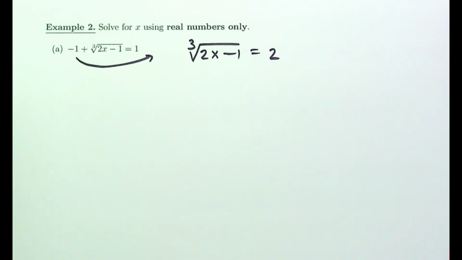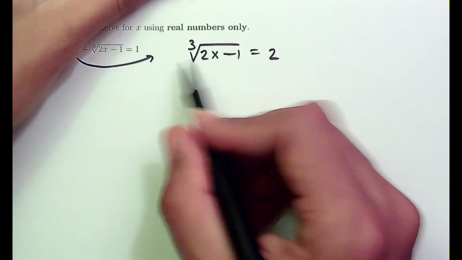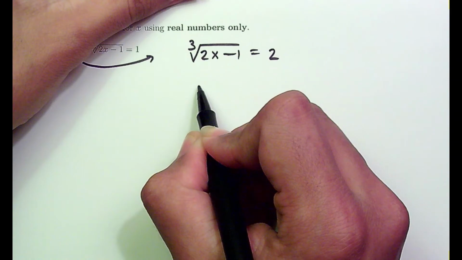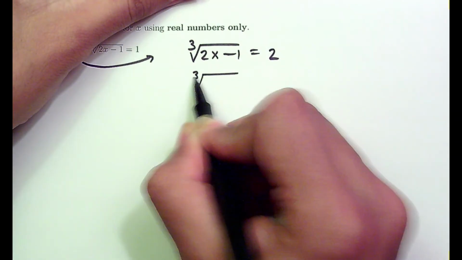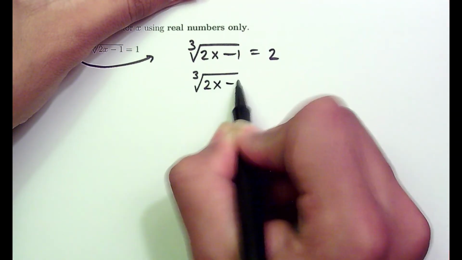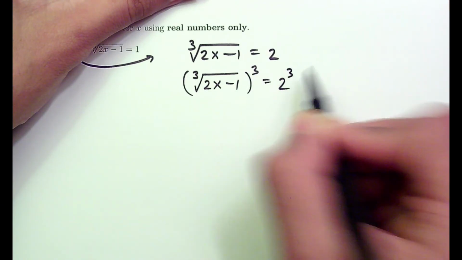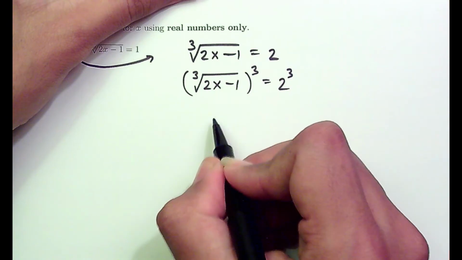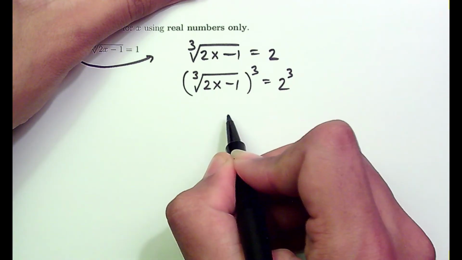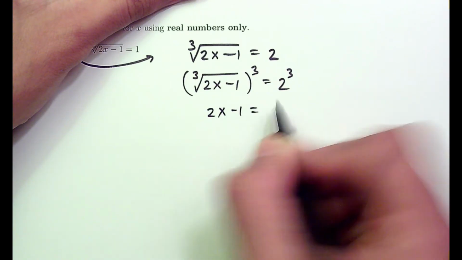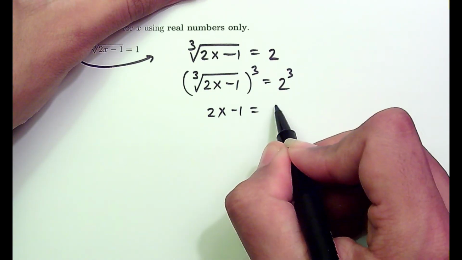Step 1 is done. Step 2, raise both sides of the equation to a power that will eliminate the radical. So the opposite of cubic root is the cube. So we're going to cube both sides. So this is going to be 2 to the third equals 2 to the third. Okay, and then the cubic root and the cube cancel each other out, so that was the whole point. So you get 2x minus 1 equals 8.